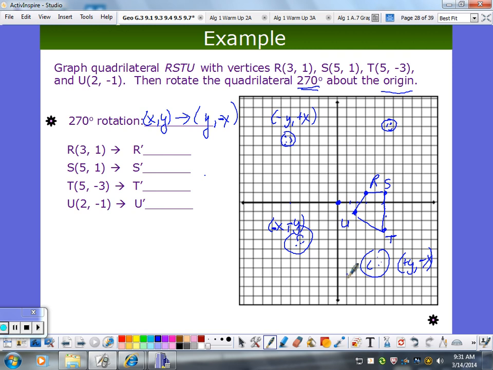What if it's on the line? Well, that's just to remember this rule. I'm just remembering this rule. I write down that rule, I get rid of this. I don't need this anymore.